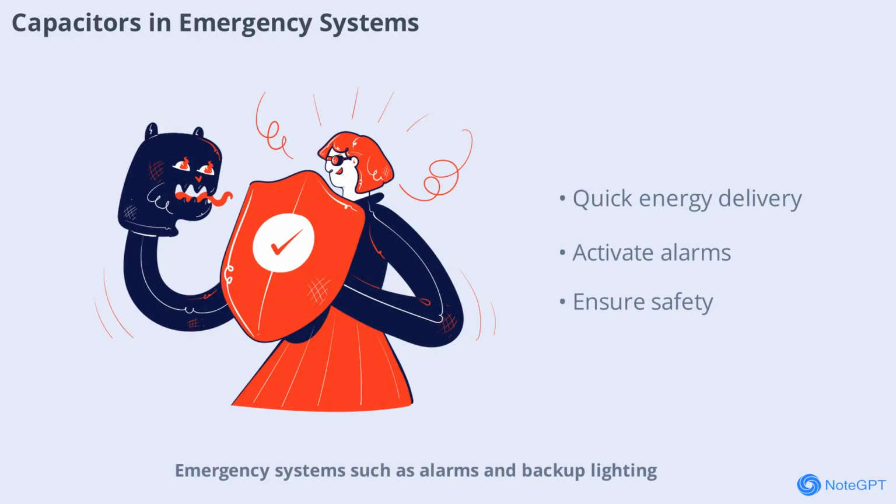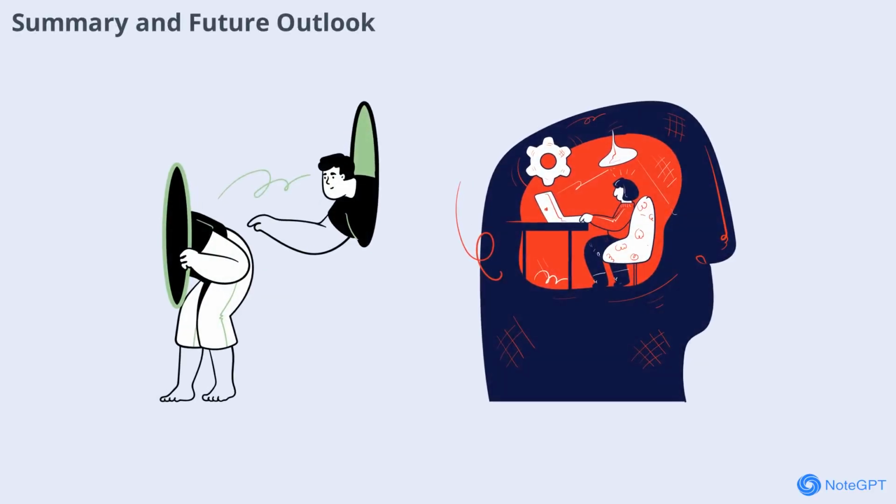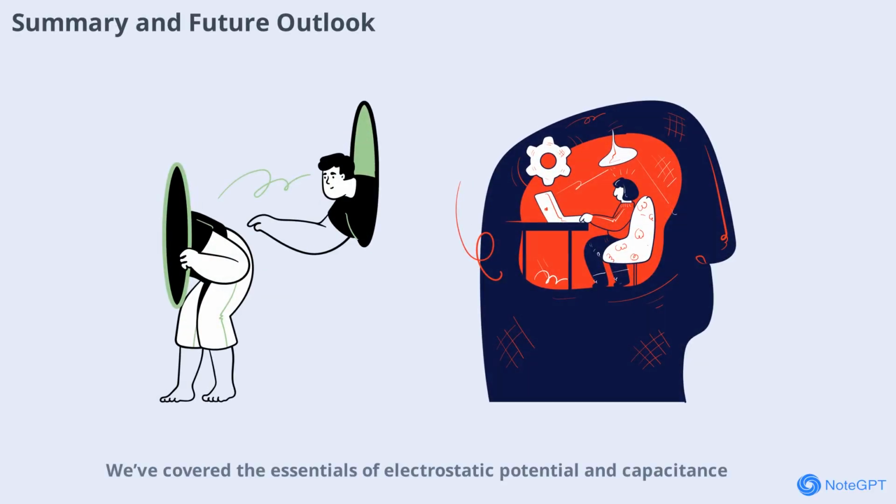Emergency systems, such as alarms and backup lighting, rely on capacitors for quick energy delivery. When power fails, capacitors provide the necessary energy to activate alarms or keep lights on, ensuring safety and security in critical situations.